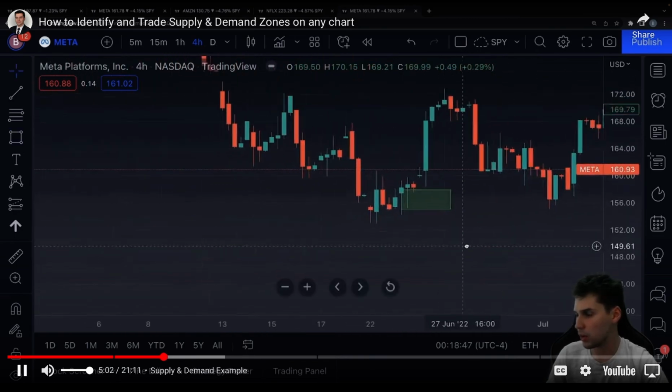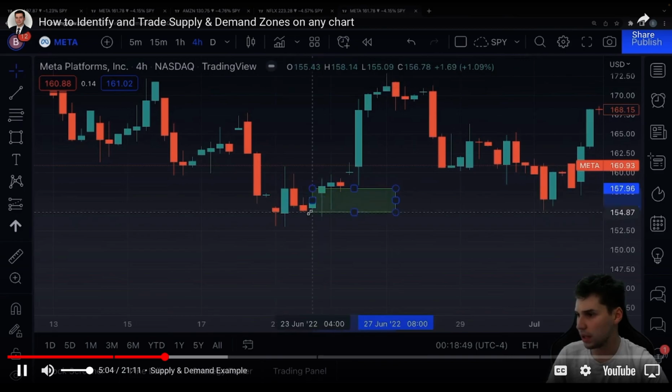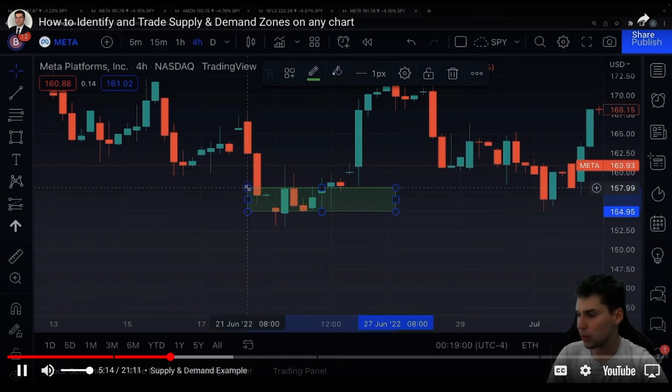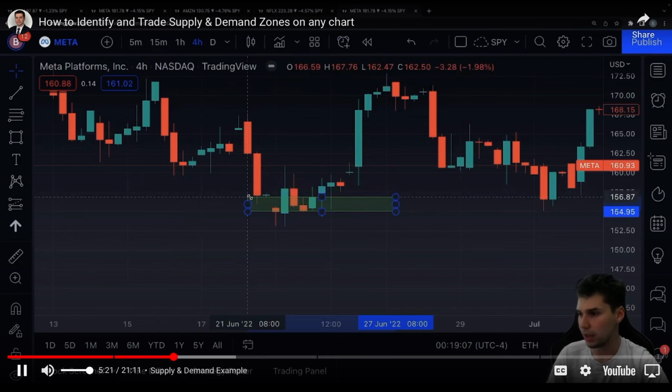Now, some people will go into the chart and look at the previous candle, encapsulate the previous candle, and compare it to historical price action. So let's look here. In this case, you might want to refine your demand zone a little bit better and just incorporate the body of this candle.